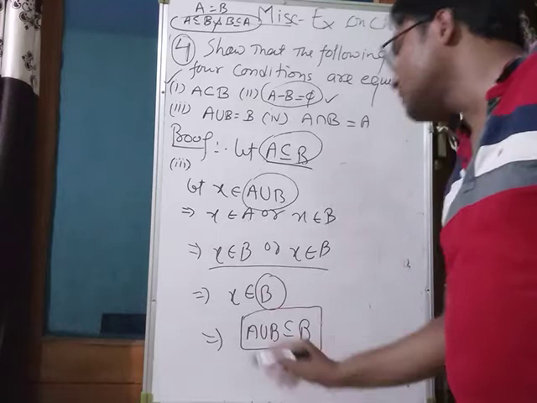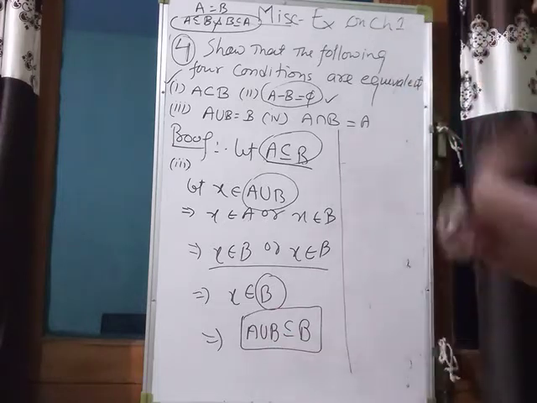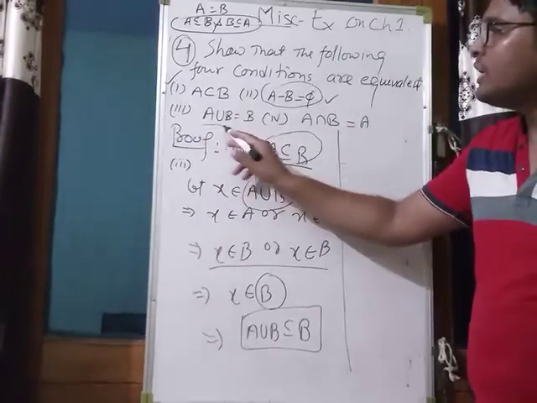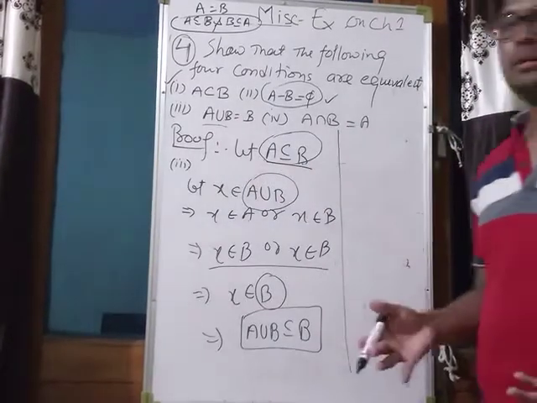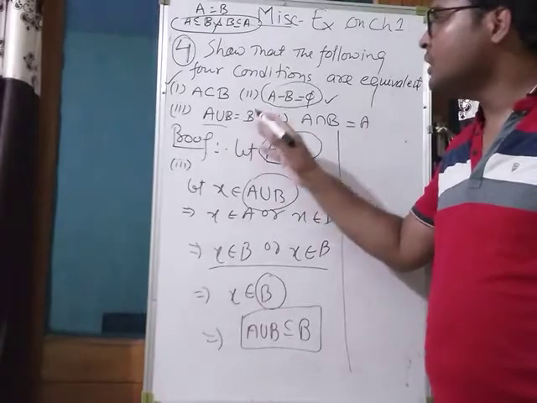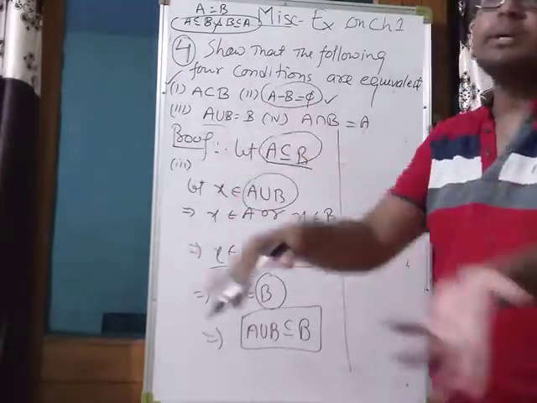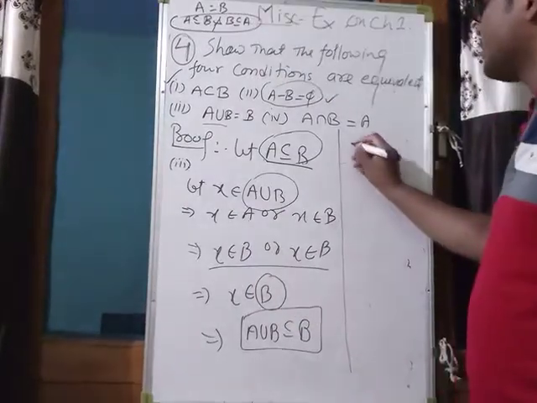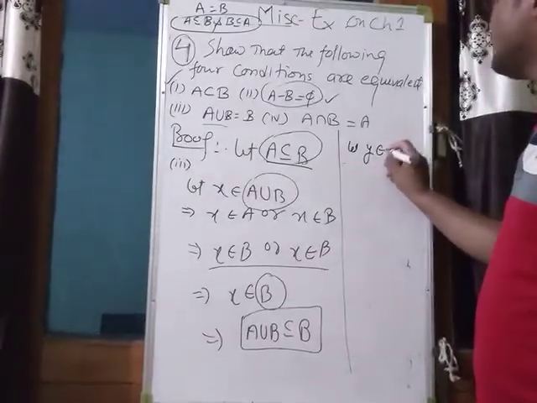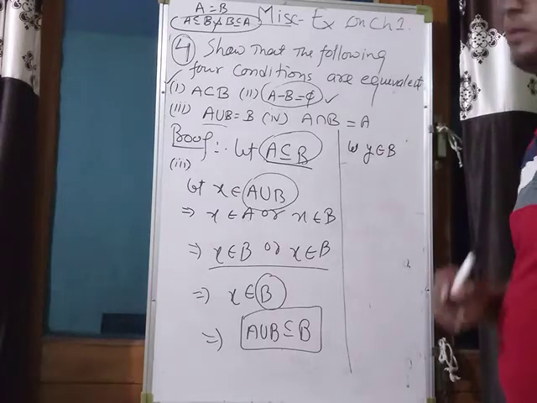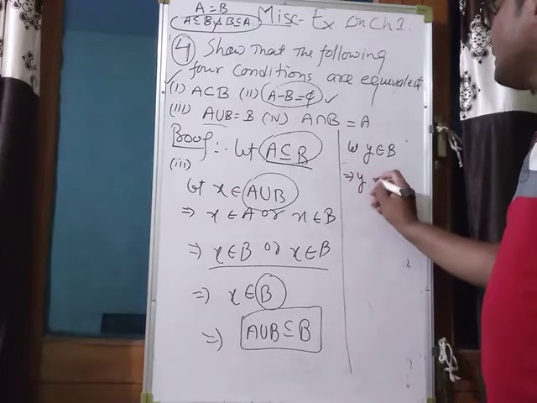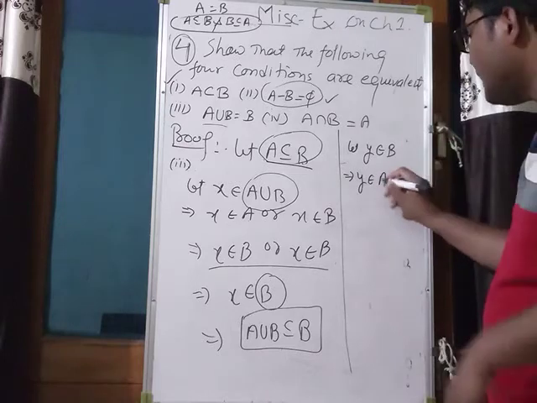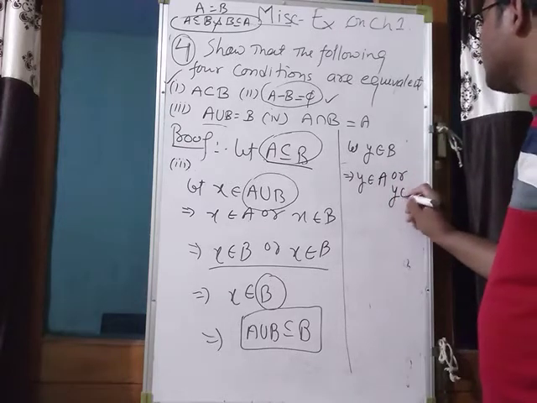Now we have to prove that B is a subset of A union B. We know that this is a union, so all the elements of B will come in the union, so B will be a subset of A union B. Still we have to prove it. Now let Y belong to B. Then Y can be written as Y belongs to A or Y belongs to B. We can write it like this.